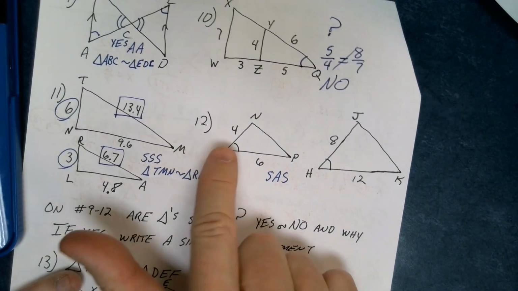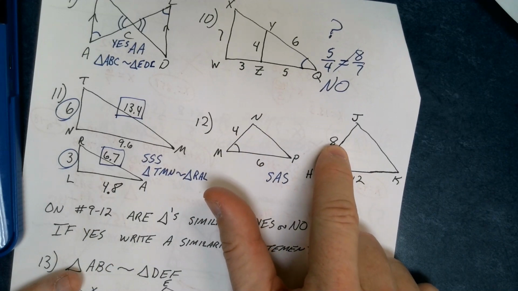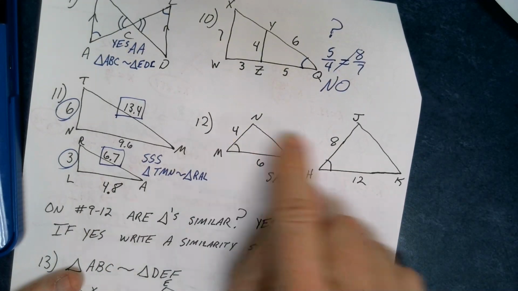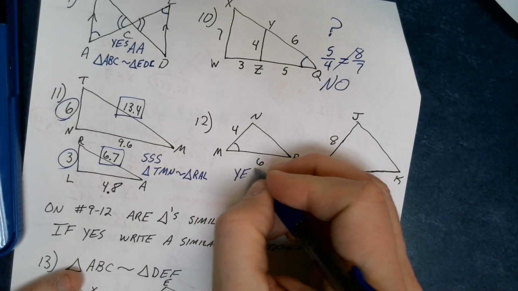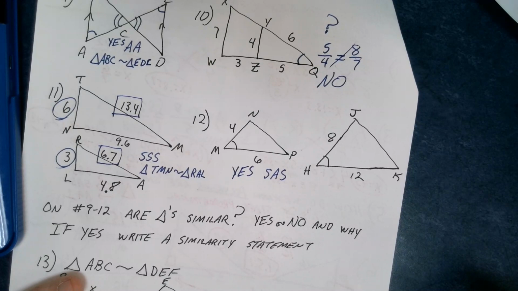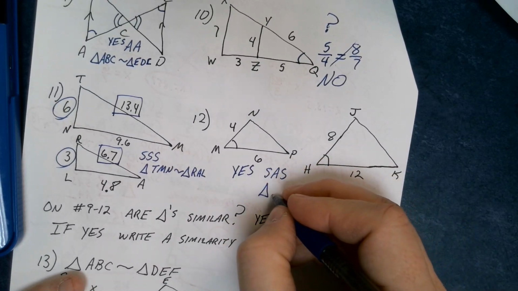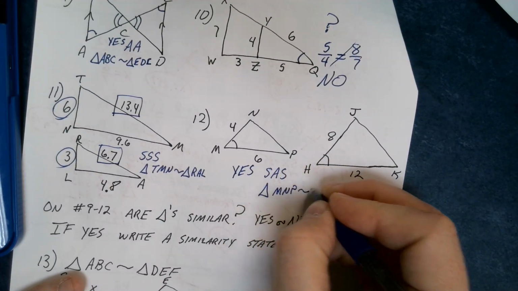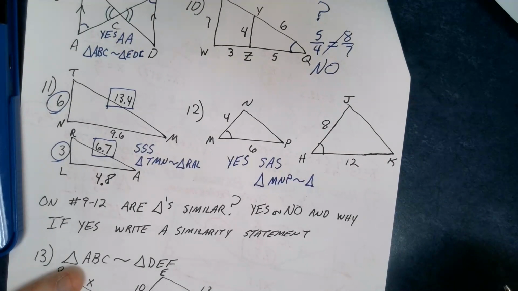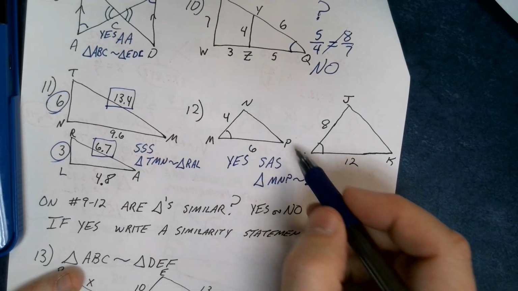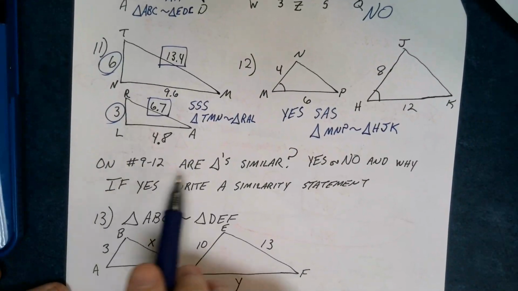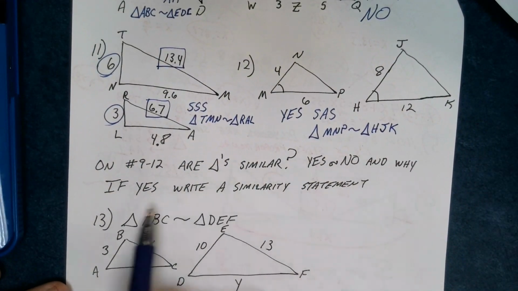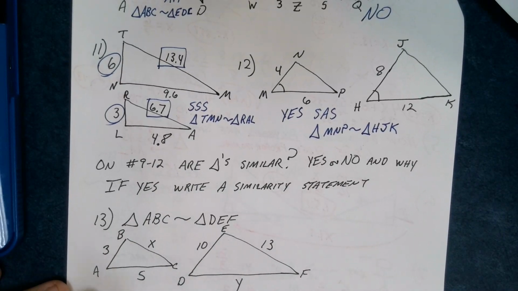So let's check. Is 4 over 8 equal to 6 over 12? 4 over 8 is a half, 6 over 12 is a half, so this is again a yes by SAS. And then triangle MNP is similar to triangle, if I go M to N to P, I have to go H to J to K. Awesome. So again, that's what it said on 9 through 12: are the triangles similar, yes or no, and why? If yes, write a similarity statement. So we did that. Sweet.